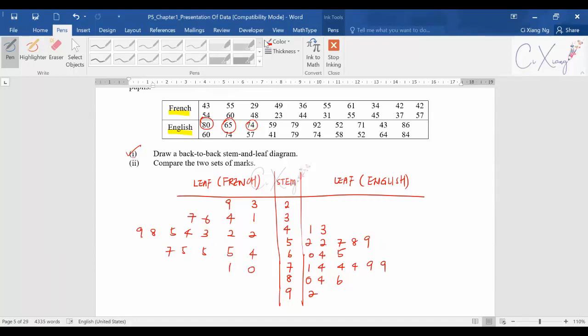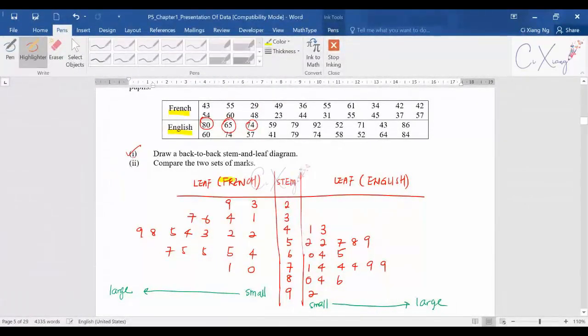Okay, so you can see that for the French marks, the smaller number is here, and then the larger number is towards the end of the left. Then for the English part, the small number is on the left, and then the large number is here. Alright, so this is what we call a back-to-back stem plot. Usually you have the stem in the middle, and two groups of leaves at the two separate sides, left and right hand side.